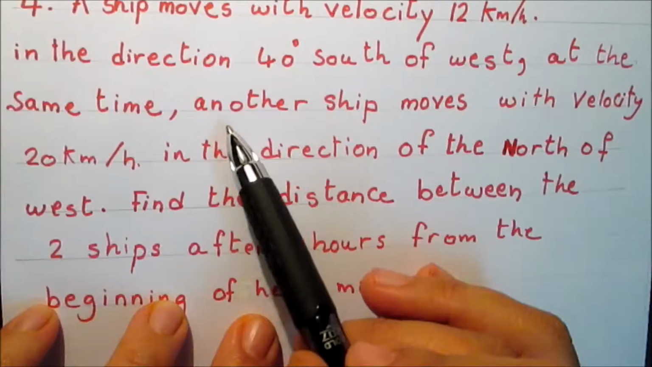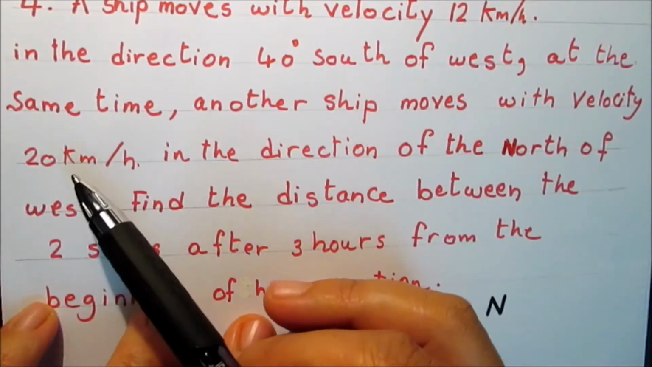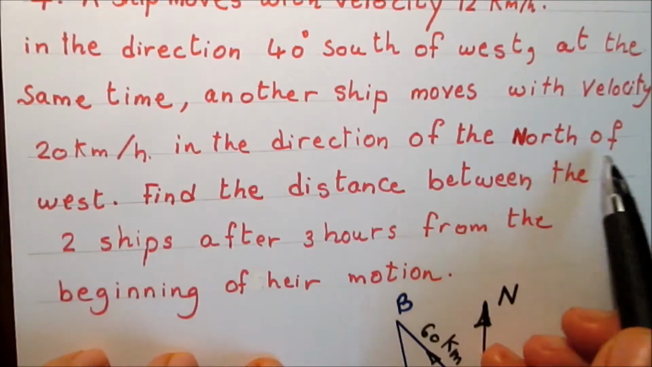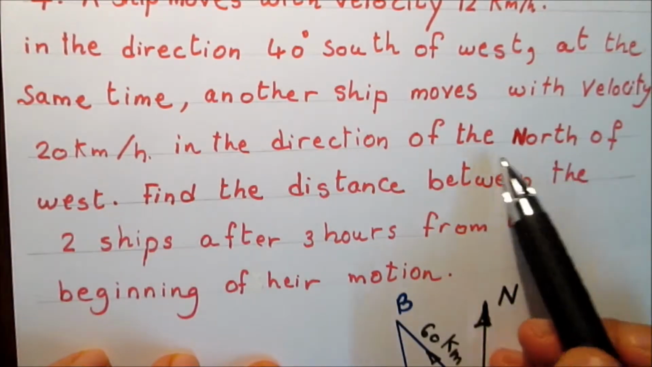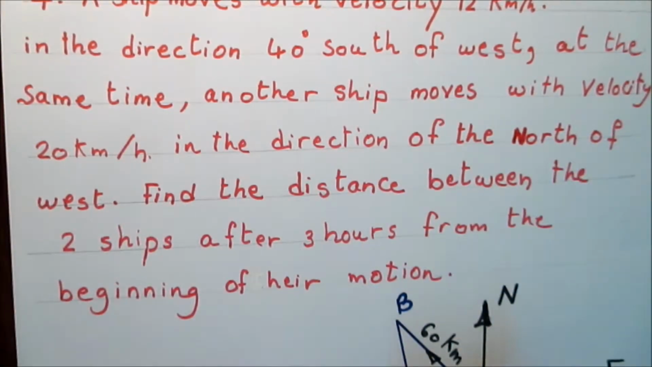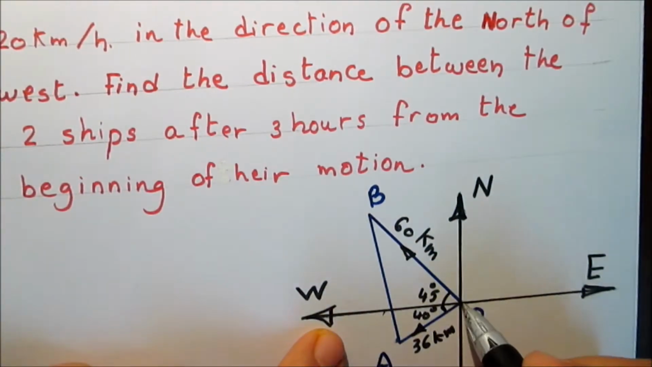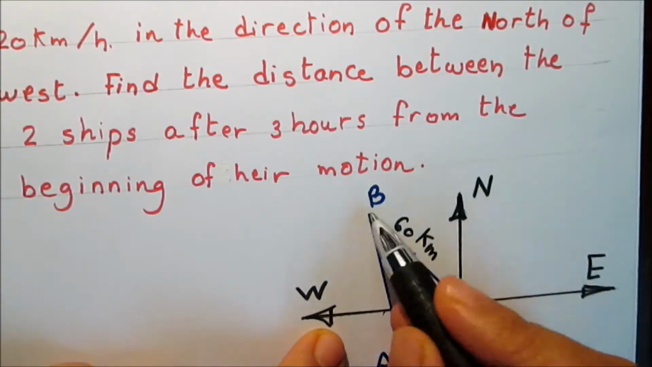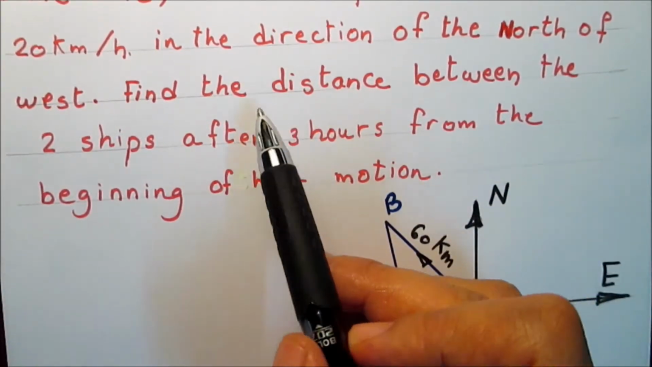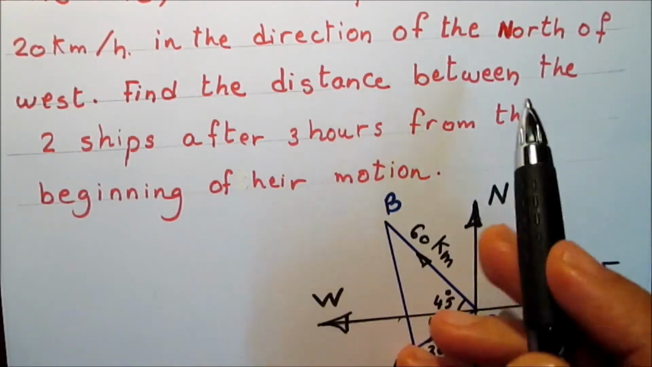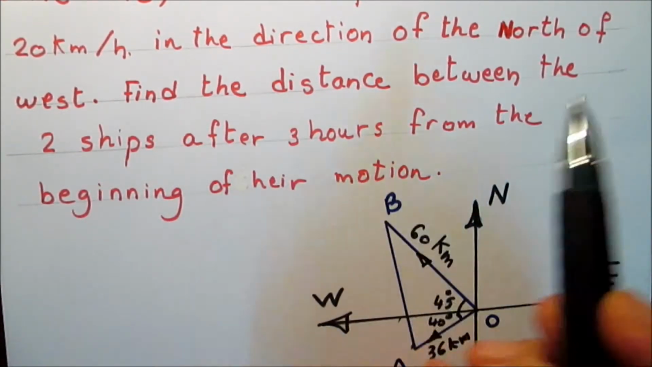At the same time, another ship moves with velocity 20 km per hour in the direction of the north of west. The north of the west means we're not given an angle. The ray is in the middle between the north and the west, at 45 degrees from the west. So the ray OB represents the motion of the second ship. Find the distance between the two ships after 3 hours from the beginning of their motion.